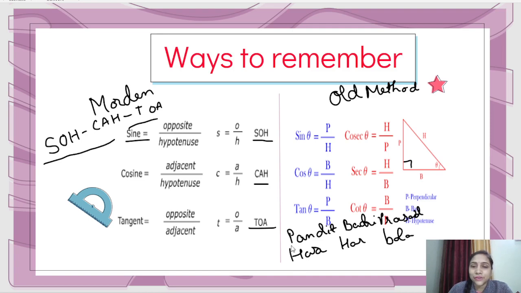Here we are taking the first letter of these words. Perpendicular upon hypotenuse, this is sine. Base upon hypotenuse, this is cos, and perpendicular upon base, this is tan theta. It is very simple. You can remember this one or this one. So this is the So Ka Toa rule, or you can say Pandit Badri Prasad upon Har Har Bole. Whichever you find comfortable, you can learn from those methods.